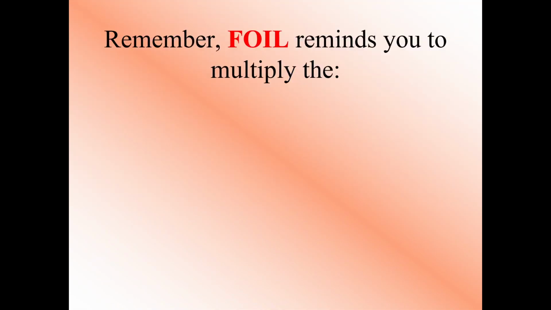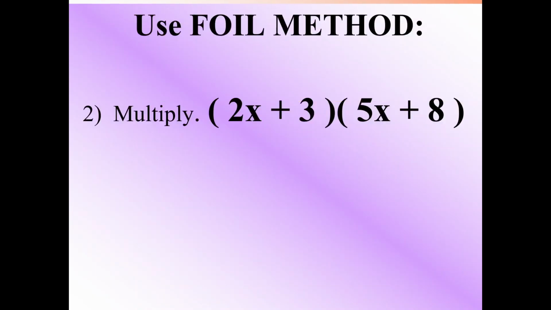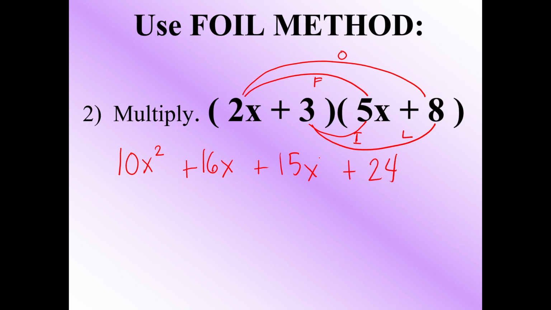Now, let's have more examples. First, outer, inner, and last. Now, let's apply this over here. Let's multiply the first terms. How much is that? 10x squared. Very good. Then multiply the outer terms. How much is that? Positive 16x. Next, inner terms. Inner terms, how much is it? Positive 15x. Next, last terms. Positive 24. Now, which are the like terms here? How much is it?